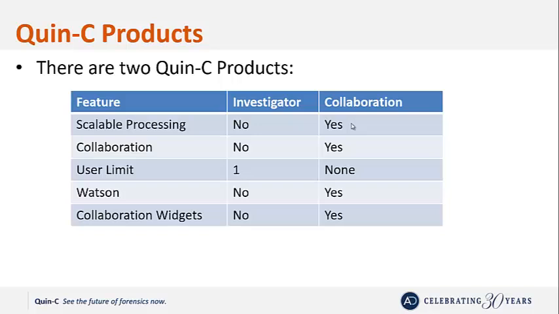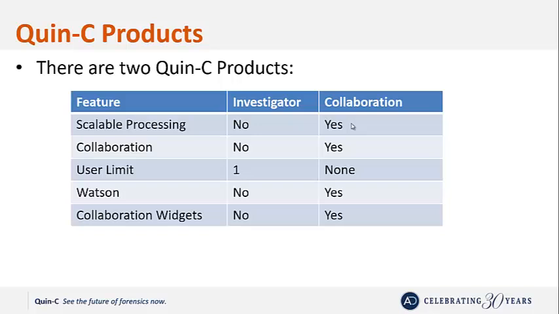Collaboration is probably the single biggest differentiator. Investigator doesn't allow it. And Collaboration does, as its name suggests. There are also a number of different widgets in the product that are geared toward collaboration, so they really only show up, obviously, in Collaboration. Among them would be the chat application, the tasking, and things of that nature.